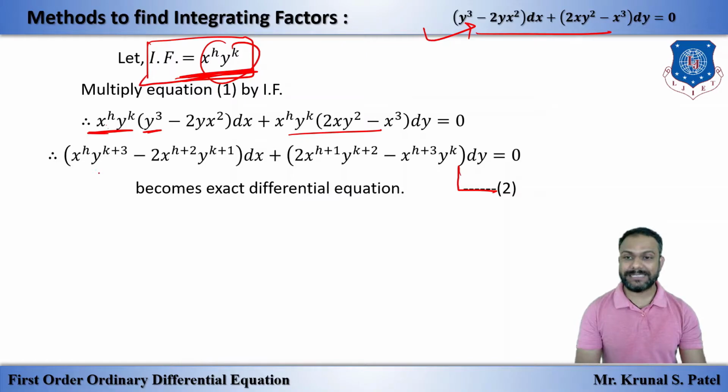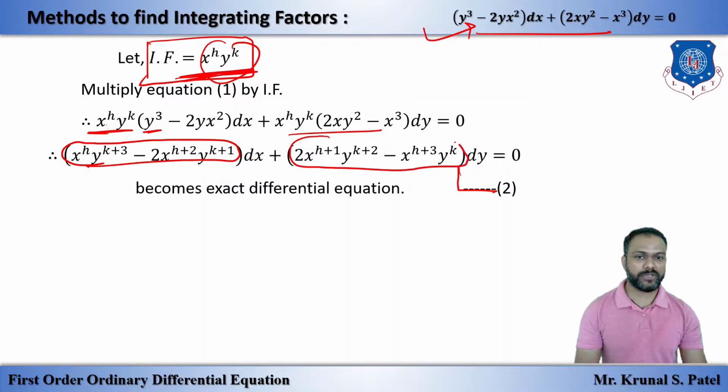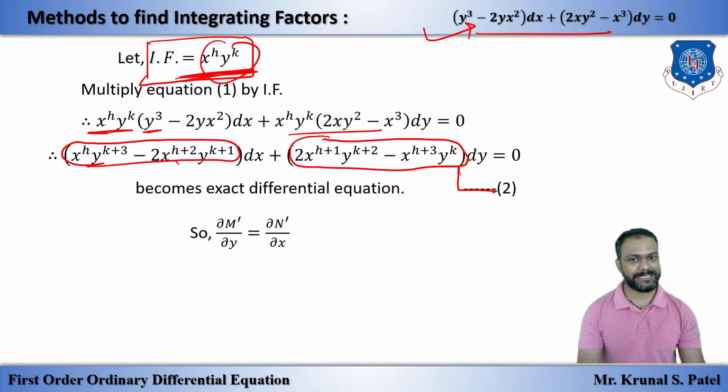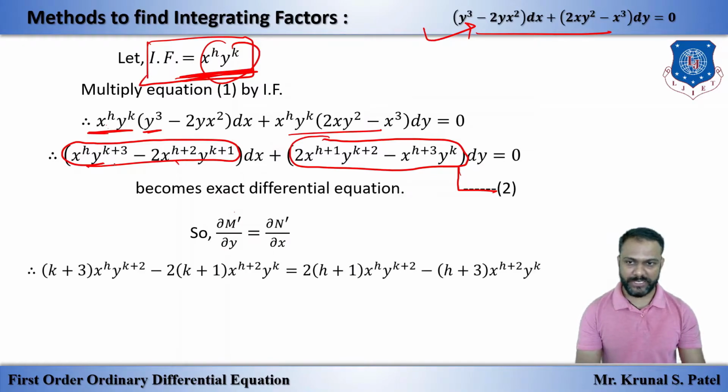Now if it is exact, then differentiation of this partially with respect to y should be equal to differentiation of this partially with respect to x. So we'll differentiate this term and this term partially with respect to y and x respectively, say M' and N'. So we differentiate this term with respect to y: x raised to h is constant, and the differentiation of this is (k plus 3) times y raised to k minus (k plus 2). Similarly with respect to y for this term, and similarly with respect to x for this term.